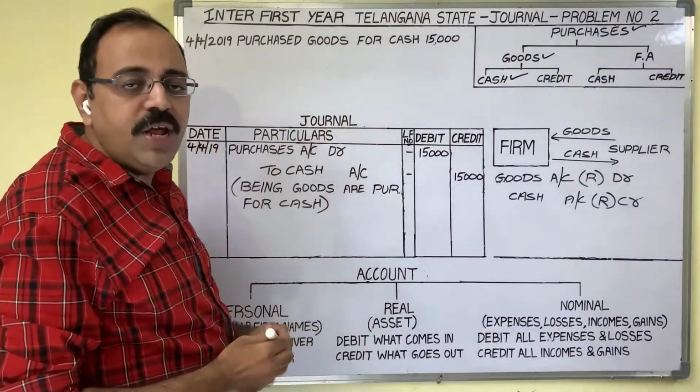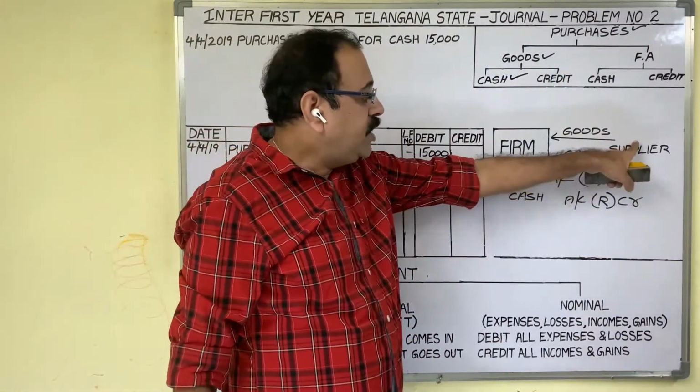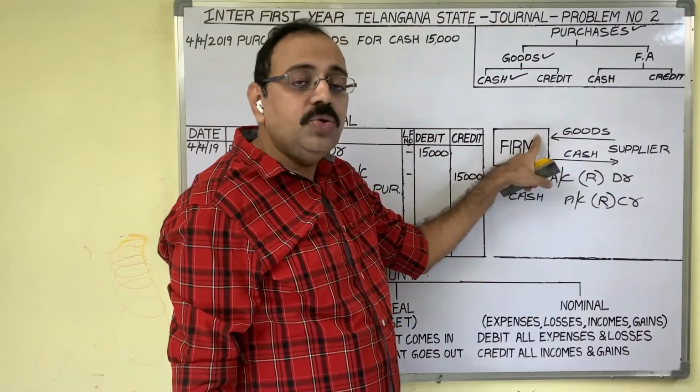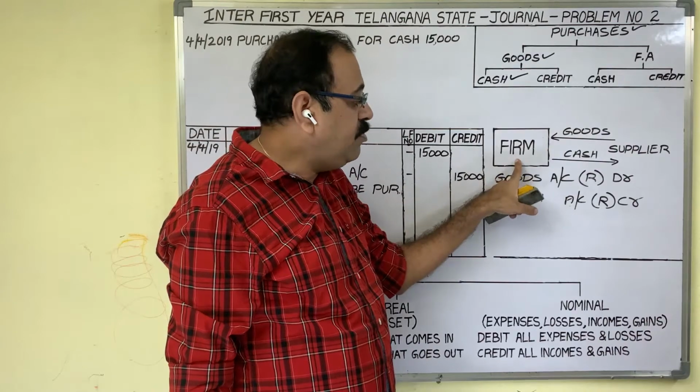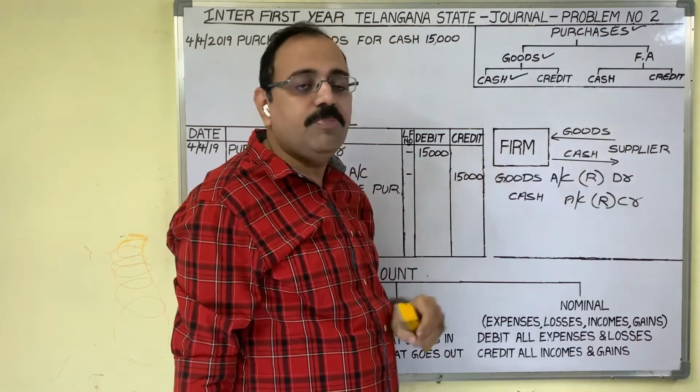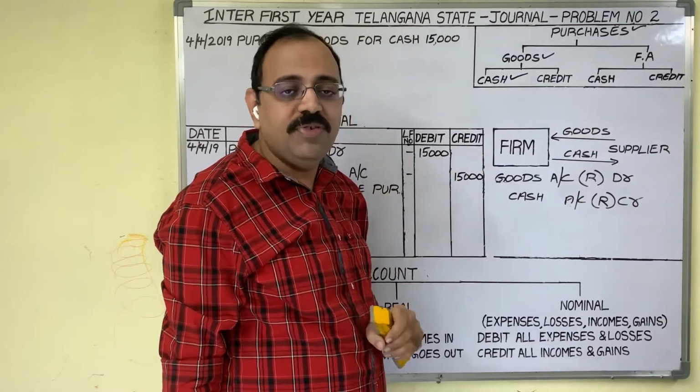Supplier's name is not given. From the supplier, the firm purchased goods. Goods are coming into the firm. And on the same day, the firm paid cash to the supplier. Cash is going from the firm.